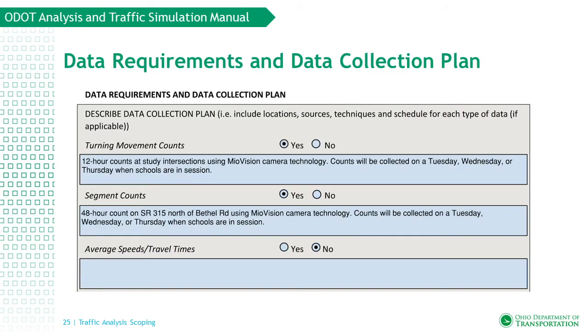In the case of the sample project, 12-hour turning movement counts will be collected at all study intersections and a 48-hour segment count on State Route 315. Both types of counts will be collected using MioVision video technologies. Counts will be collected on a Tuesday, Wednesday, or Thursday when schools are in session. Average speeds and travel times are not needed for this project.